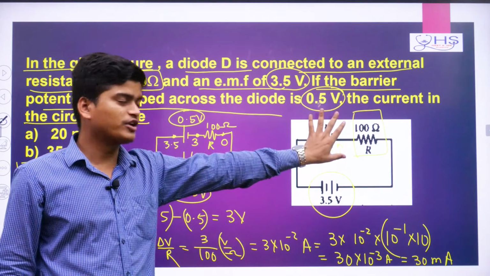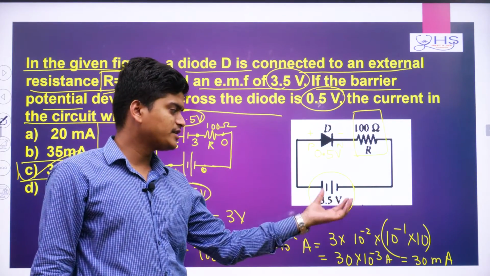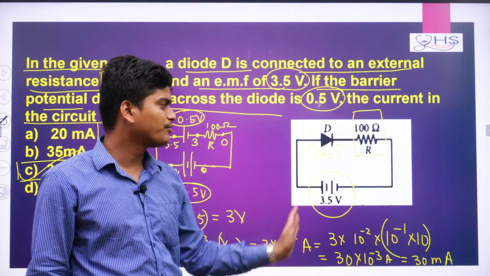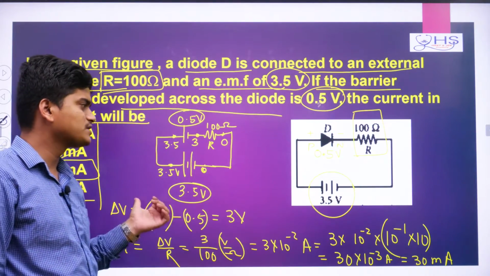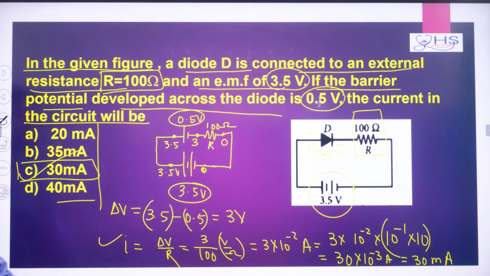So understand, if a diode potential is also given, then what you can do? Whatever battery potential is there, from the battery potential you deduct that potential, because some drop will be here. So 0.5. Then, with the remaining potential, the potential difference divided by resistance, you will get basically the current flowing through the diode.